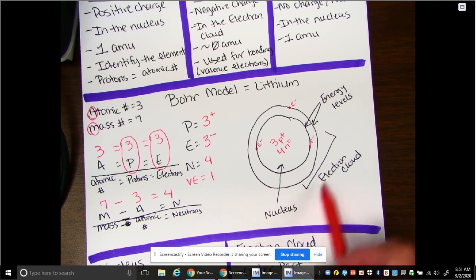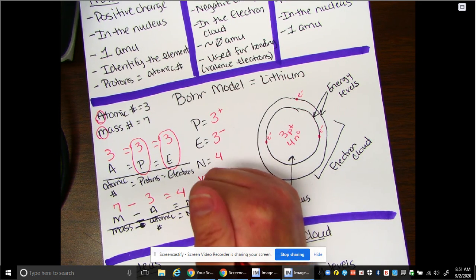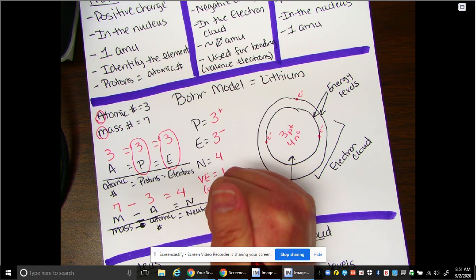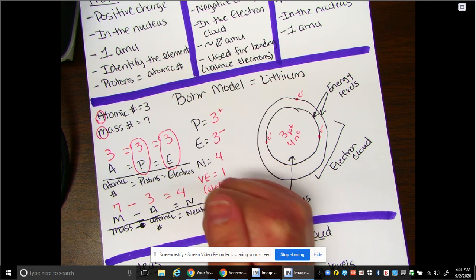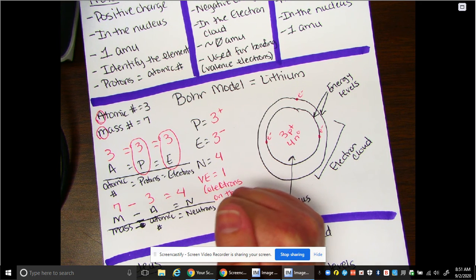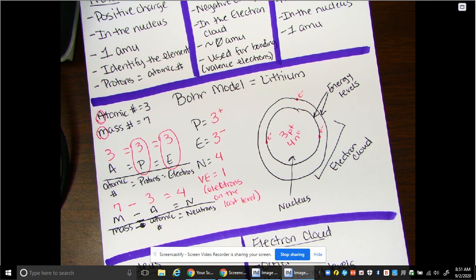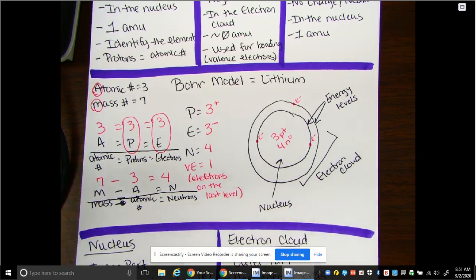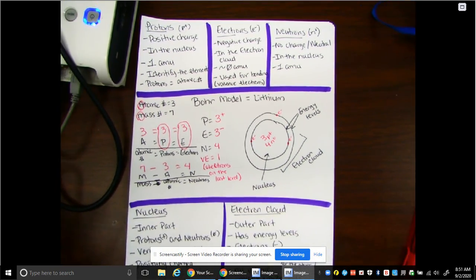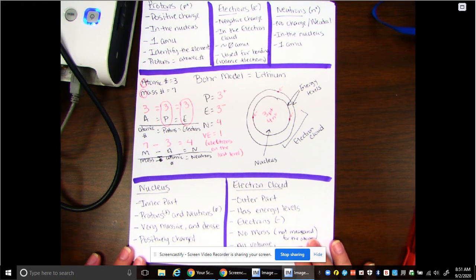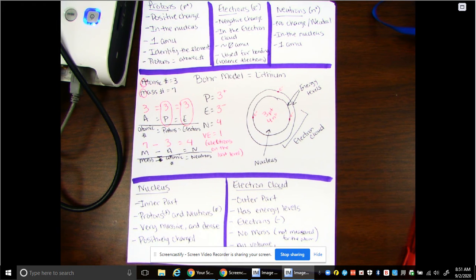If I had a third level, then I would count them off the third level. If I had just one level, I would count them off the first level. Whatever is the last energy level. So valence electrons, these are electrons on the last level, okay? So we have a completed, let me zoom out so you can see all this, we have a completed Bohr model of lithium, shown you how to work it out.